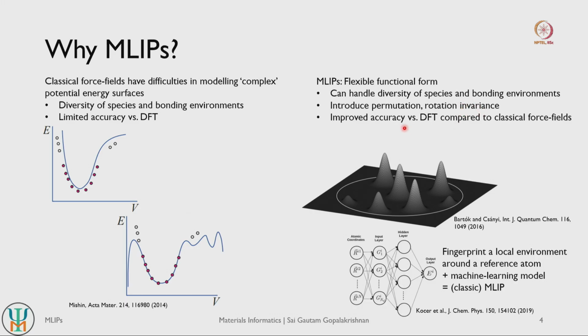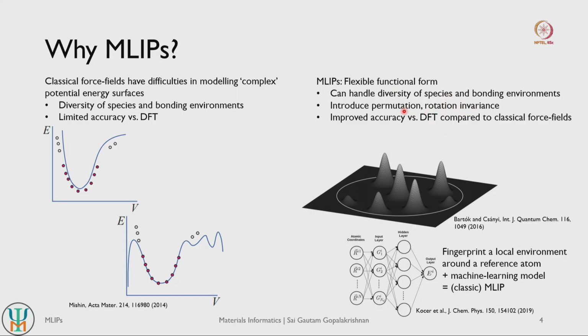And with machine learning interatomic potentials, you can also introduce what we refer to as permutation and rotation invariance or equivariance. We will touch upon these concepts a little later in the upcoming slides, but basically permutation invariance stands for the fact that if you exchange two atoms in a bond, the energy of that bond itself should not change. And rotation invariance is if you start rotating structures, the energy of the structure should not change. If you have a cubic structure, you rotate that structure by 90 degrees, suddenly you should not get a different energy.